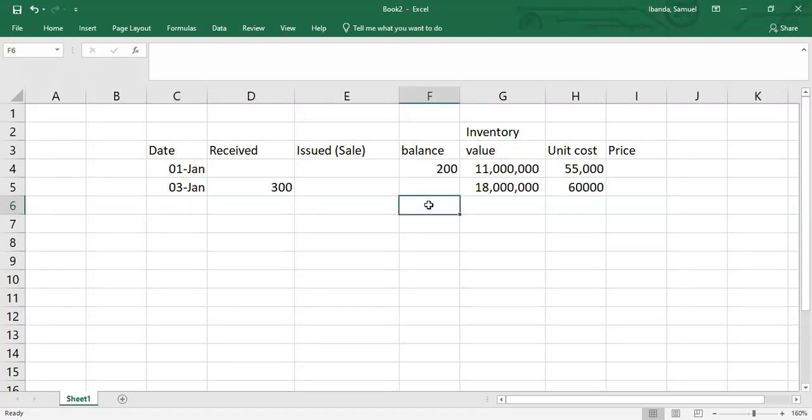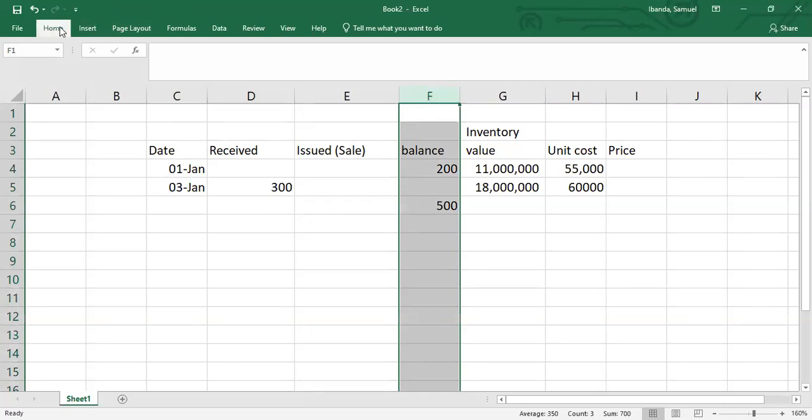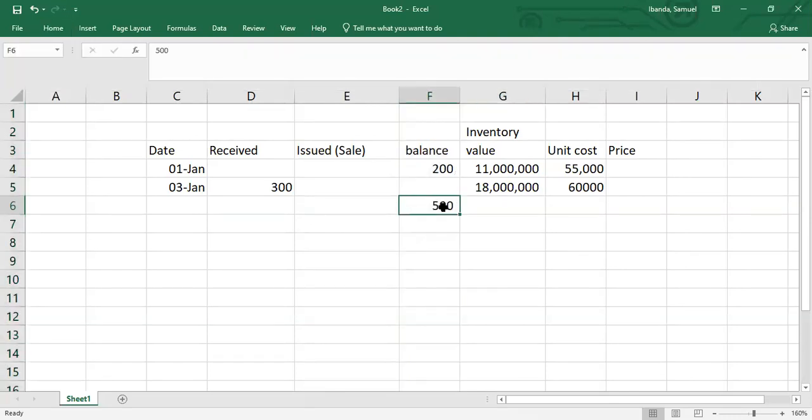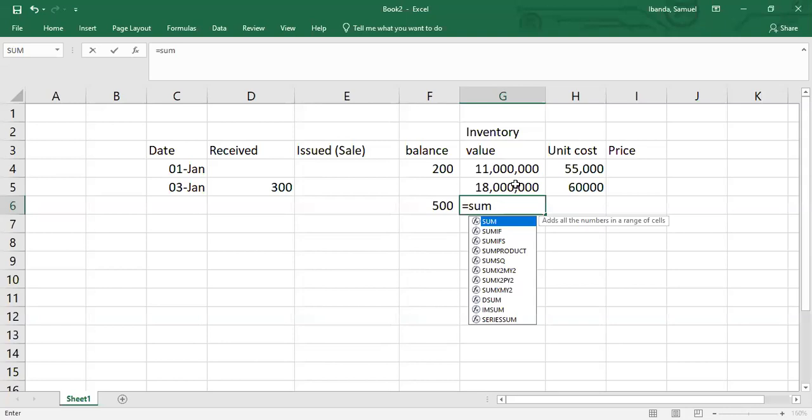Okay, so our closing balance at this date is what? It is 500 bucks. Okay, this is our closing balance. Now remember, I'm doing this for AVCO. So this is our closing balance, which is 500. And what is the value? What is the total value of this inventory?